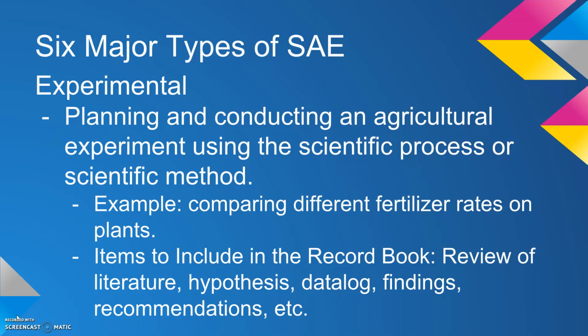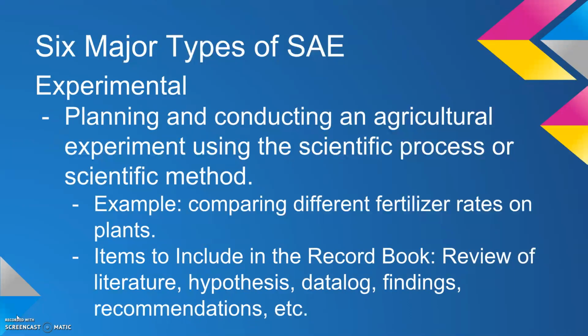Experimental is the next type of project that we're going to look at, and it's exactly what it sounds like. It is planning and conducting an agricultural experiment using the scientific process, also known as the scientific method. Examples of these would be comparing different fertilizer rates on plants. I did have a student once that I thought this was kind of fun. She raised 2 plants basically in the same setting, except that one plant she played classical music to, and the other one she played screamo, and she tried to determine if that had an effect on how the plants grew.